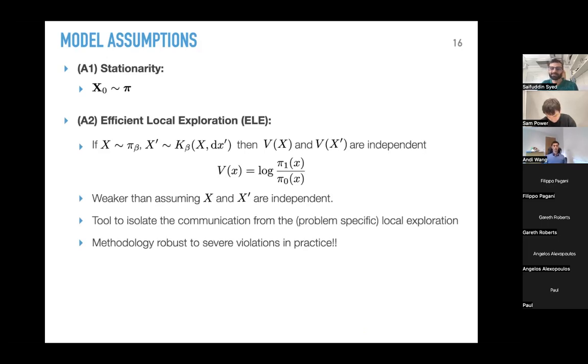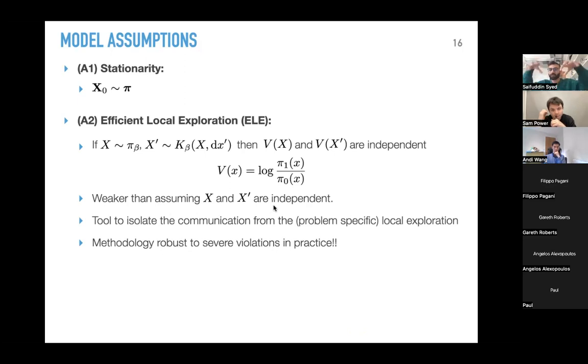This is the main assumption that we make. We call it the efficient local exploration assumption, or the ELE. This basically corresponds to asking your local exploration kernel to be well mixing, but not well mixing globally, just well mixing, say, within a mode. So in this case, we're asking for the log likelihood, essentially, to be well mixing. This is actually weaker than assuming that x and x prime are independent.